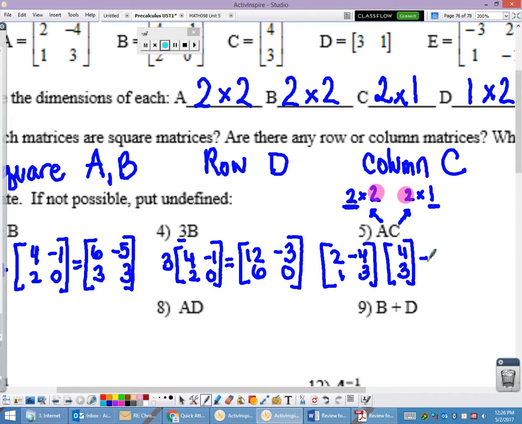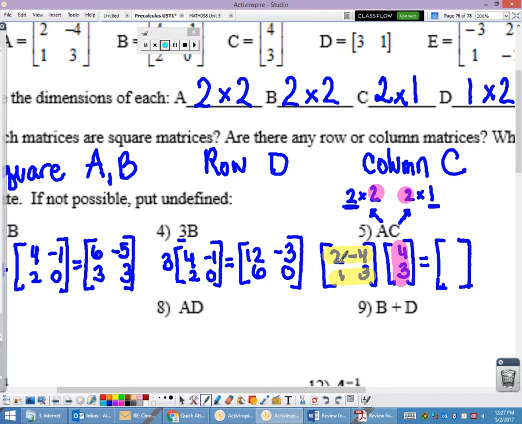Okay? I know my resulting matrix is going to be 2 rows by 1 column, so I'm going to set up just some empty brackets that would give me room for 2 rows and 1 column. Okay? Now, to do this, what I like to do is look at my rows, because again, remember I'm multiplying the rows in this matrix times the column in this matrix. And then I'm going to add those values together.